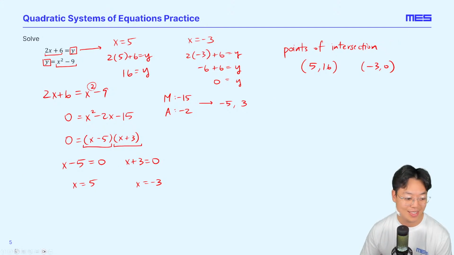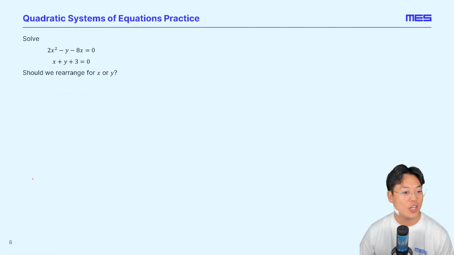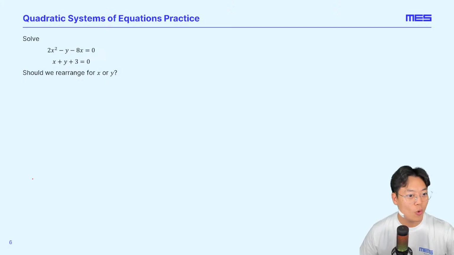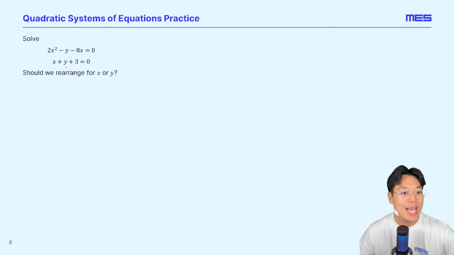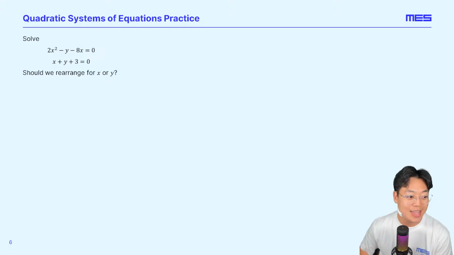All right, let's keep it moving then. Let's check this one out. Should we rearrange for x or y here? We have 2x squared minus y minus 8x is equal to 0, and x plus y plus 3 is equal to 0. Any ideas of how to solve for x and y here in the chat are welcome.